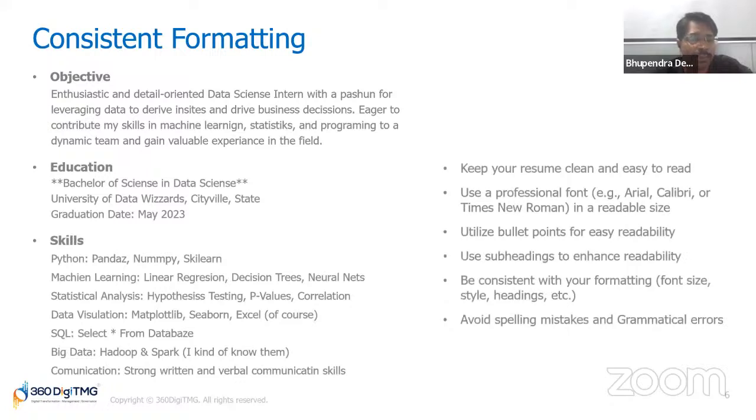We talk about formatting. A few things that you need to keep in mind is you should keep your resume clean and easy to read. Talking about using a professional font, you can go for Arial, Calibri, or Times New Roman. Of course, that should be in a readable size. Talking about utilizing bullet points for easy readability, we should actually use bullet points. And of course, we have one of the resume preparation sessions for the same. Talking about use of subheadings, we should use them to enhance readability. You should be consistent with your formatting, of course: font size, style, headings, etc. And you should avoid spelling mistakes and grammatical errors. Make sure you're doing that.